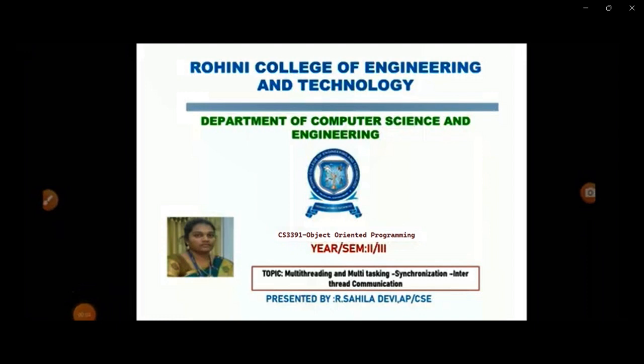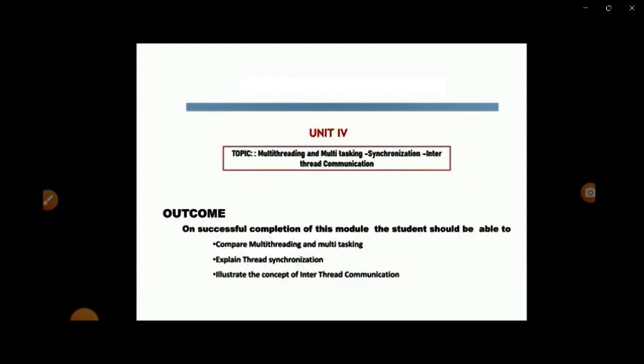In this Object-Oriented Programming subject, in Unit 4, we have the following topics: Multithreading and Multitasking, Synchronization and Inter-thread Communication. All these things we are going to discuss in this lecture. The outcome is, on successful completion of this module, the student should be able to compare multithreading and multitasking, explain the thread synchronization concept, and illustrate the concept of inter-thread communication.